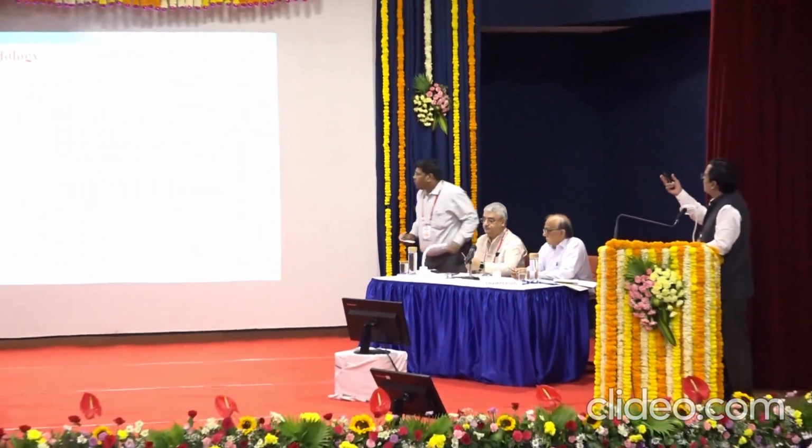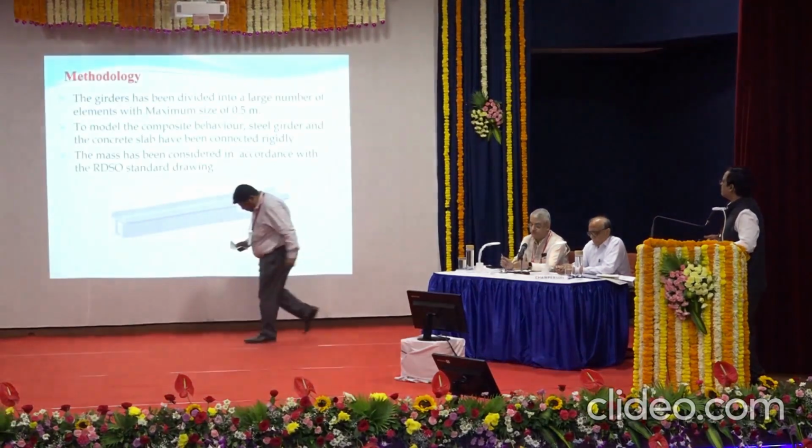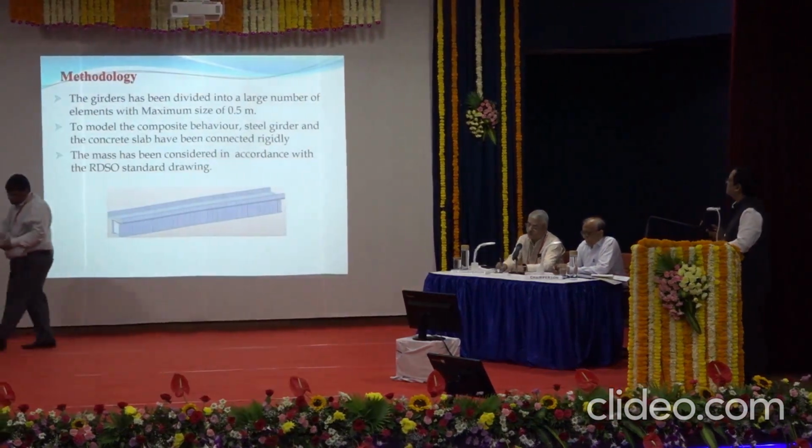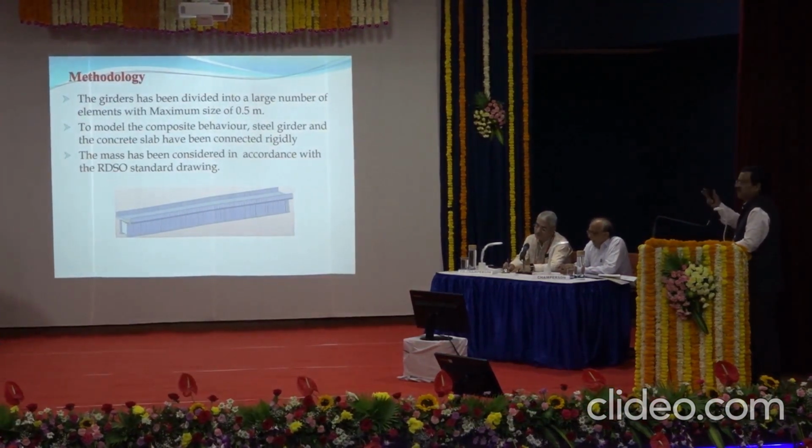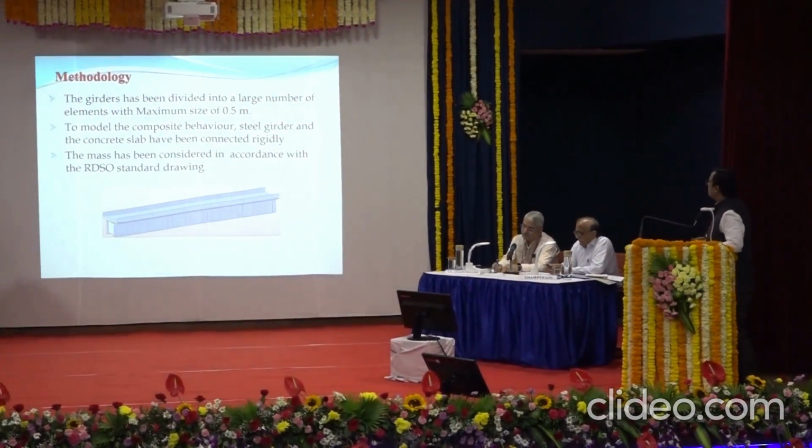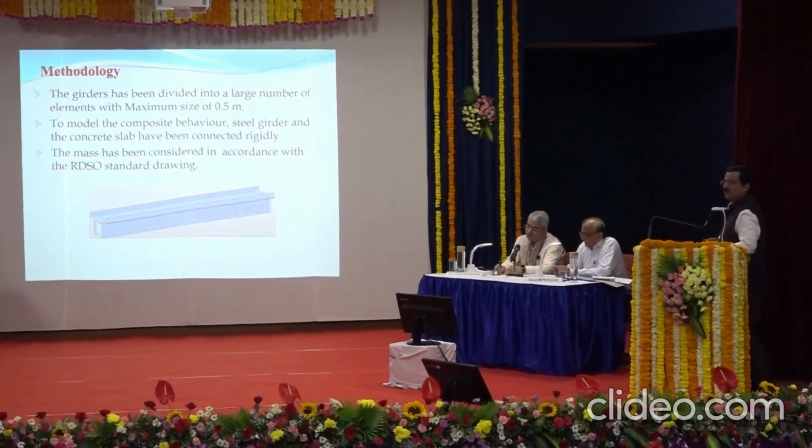This is the MIDAS model, this was the cross section. Next, this was the 3D view. The girders have been divided into a large number of elements with a maximum size of 0.5 meter. To model the composite behavior, the steel girder and concrete slab have been connected rigidly by shear studs. The mass has been considered in accordance with the RDSO standard.